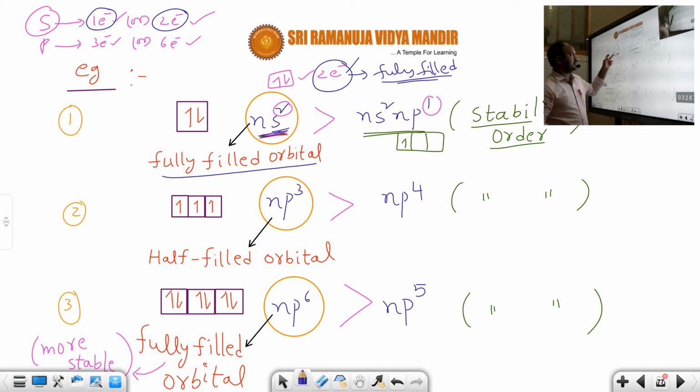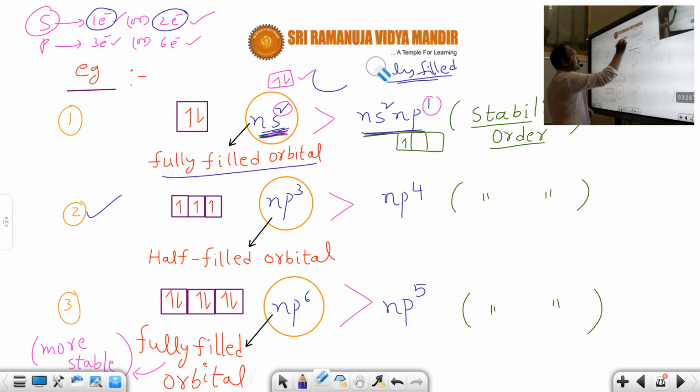That's why here s is fully filled. Whenever s is fully filled, it is more stable. When it is more stable, it has more ionization potential. Which one? The s orbital. So that's why ns2 is greater than ns2 np1. Look at that. Another example, the second example.